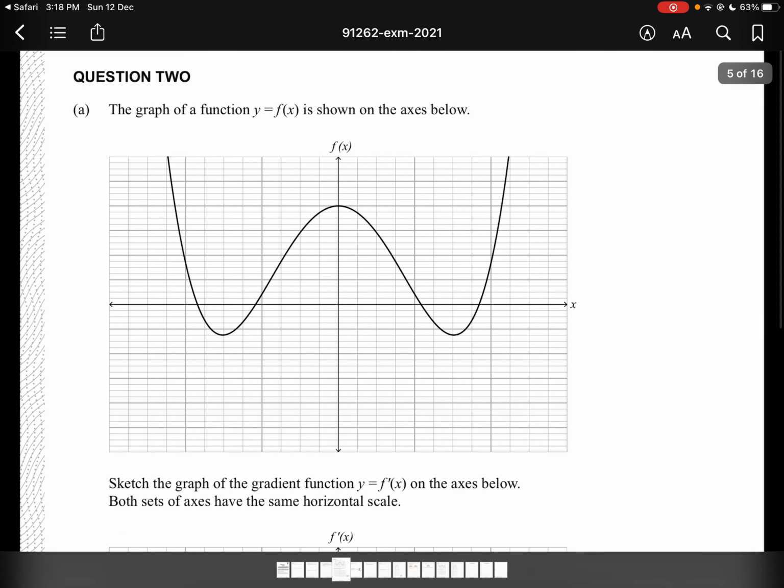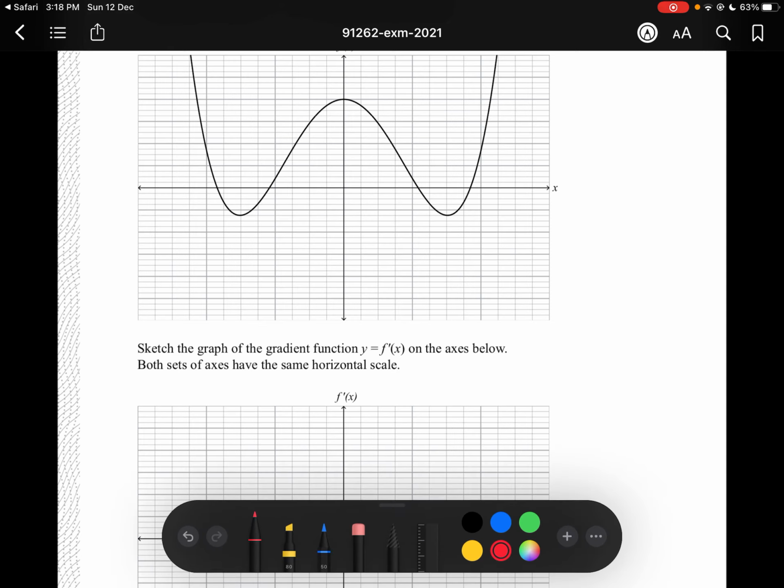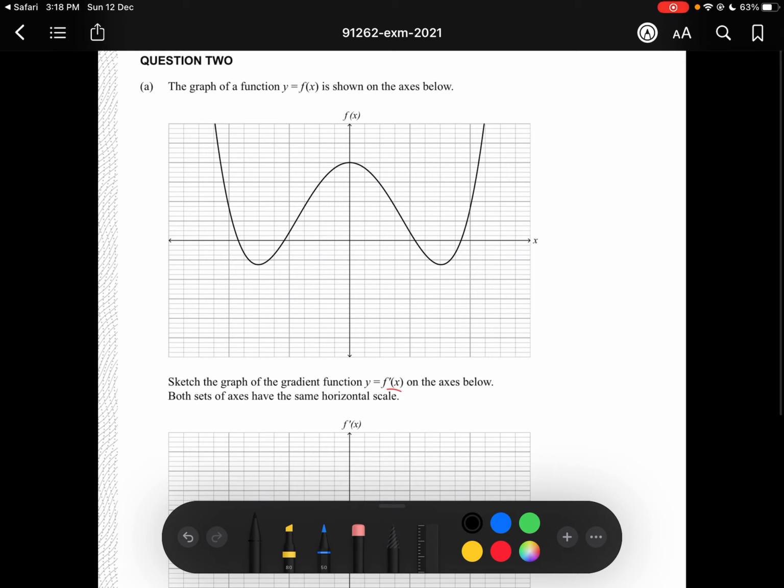Alright, so now we're moving on to question 2. The graph of the function y equals f of x is shown on the axis below. Sketch the graph of the gradient function y equals f dash of x on the axis below. Both sets of axes have the same horizontal scale. For these questions, this might look a bit daunting. You've never seen a quartic graph before on a level 2 exam, but if you use the applied knowledge, you should be able to draw the f dash of x.